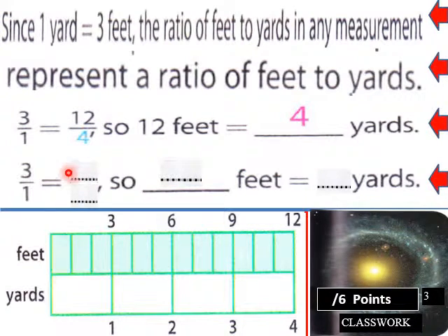So 12 feet equals 4 yards. Now, 54 feet equals how many yards? 1 times 54 equals 3 times what? 54 feet would equal 18 yards. 3 times 18 equals 54. So in this case, 54 feet equals 18 yards using this ratio of 3 to 1.